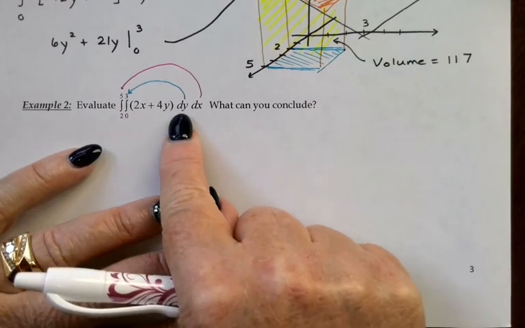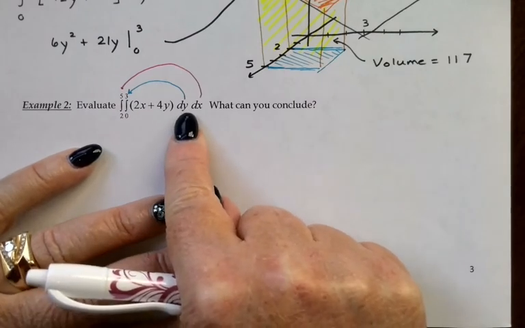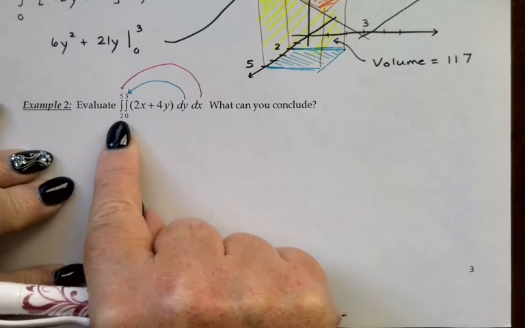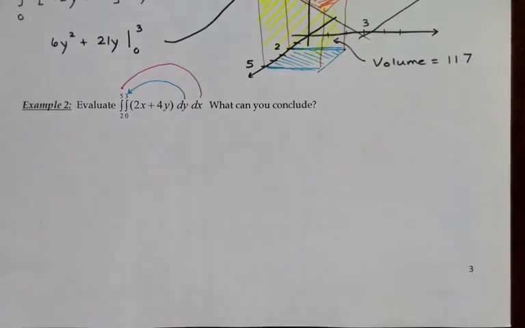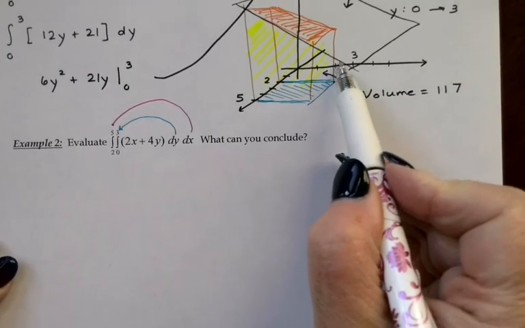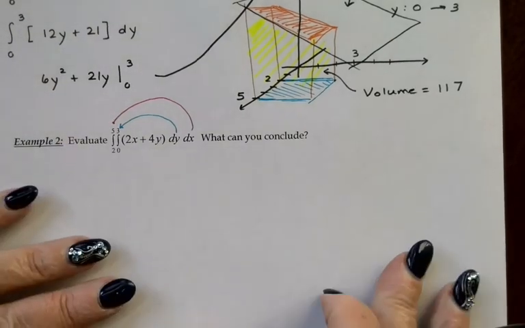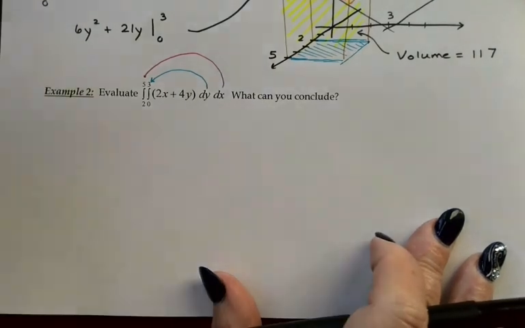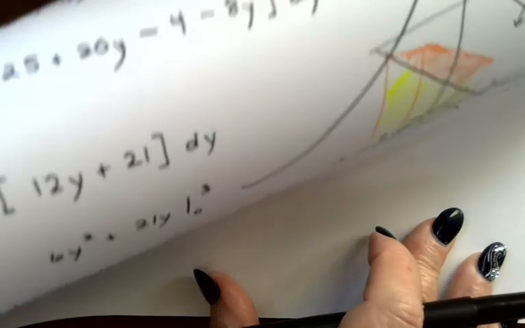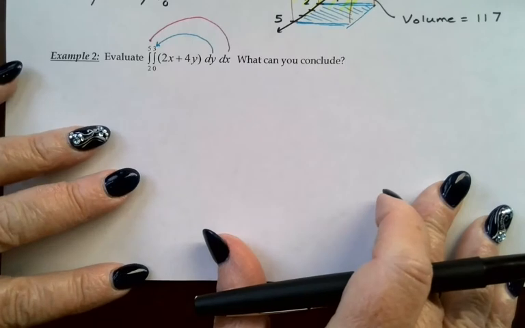So because I've not only changed the order of the dy and the dx, but I've also changed the order for the limits of integration, we really are describing the same solid. And we should, therefore, really get the same volume. Let's check it out. Let's try it. So this time, I'd like to go ahead and do the dy integral first.